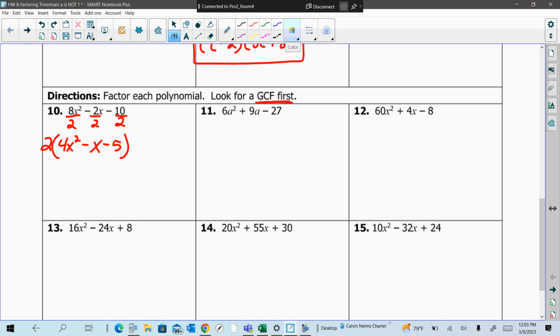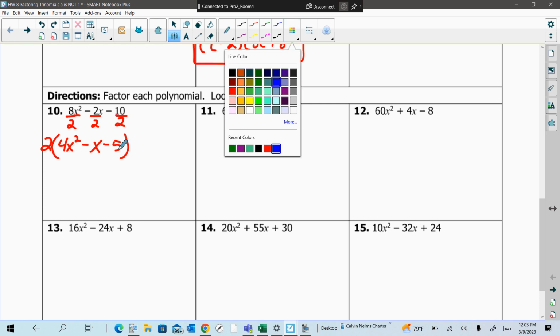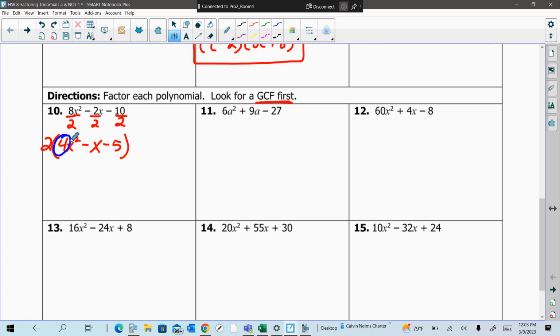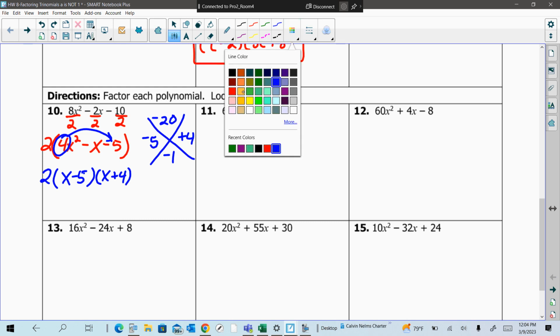And now you focus on your trinomial, what's inside the parentheses, and that coefficient of 4 gets multiplied to this minus 5. So I have a negative 20 on the top of my puzzle and a negative 1 at the bottom of my puzzle. And that has to be a negative and a positive factor. This would be a negative 5 times 4. Keep the 2 outside the parentheses. x minus 5, x plus 4.